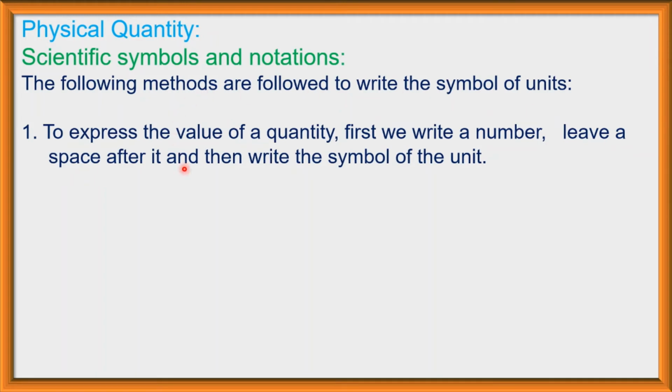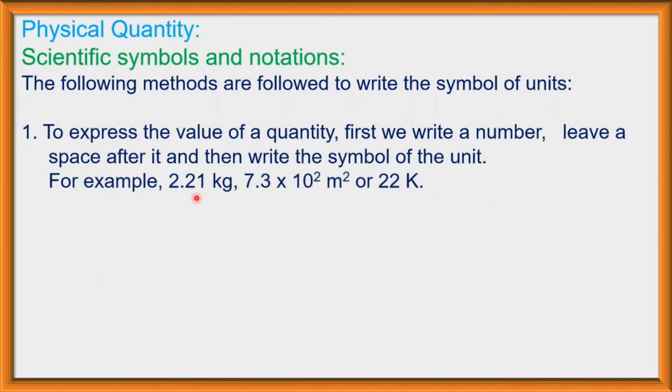That is, if we express the value of a quantity, for example 50 kilogram, then we have to write the number first, that is 50. Then after 50 we have to leave a space, and then we have to write the symbol of the unit, that is kilogram. The symbol of kilogram is kg, so it is 50 space kg. For example, 2.21 kg: 2.21, then a space, then the symbol of unit kilogram. Then 7.3 × 10^2, then space, m².